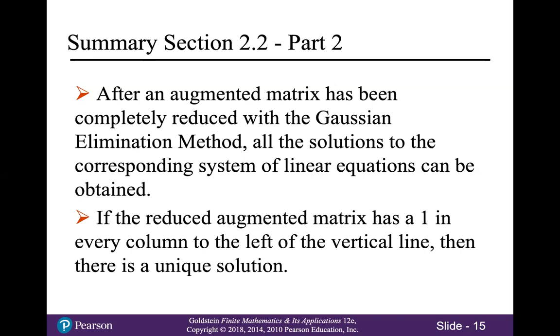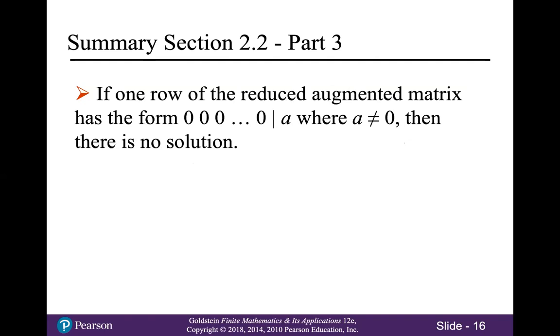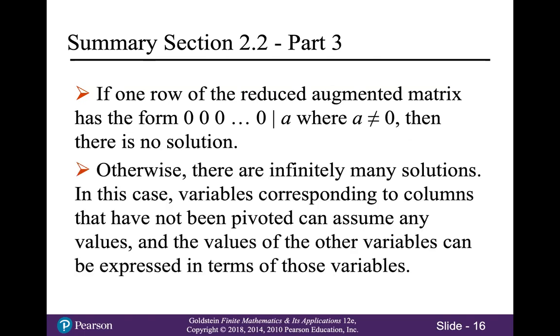If the reduced augmented matrix has a 1 in every column to the left of the vertical line, then there is a unique solution. If one row of the reduced augmented matrix has the form all zeros to the left of the vertical line and then a non-zero number to the right, then there is no solution. Otherwise, there are infinitely many solutions. In this case, variables corresponding to columns that have not been pivoted can assume any values, and the values of the other variables can be expressed in terms of those variables.